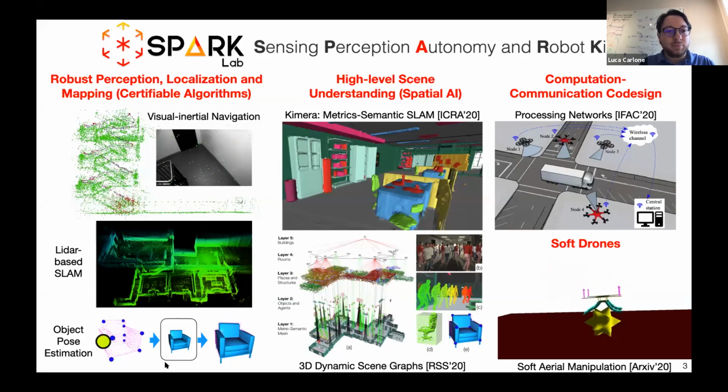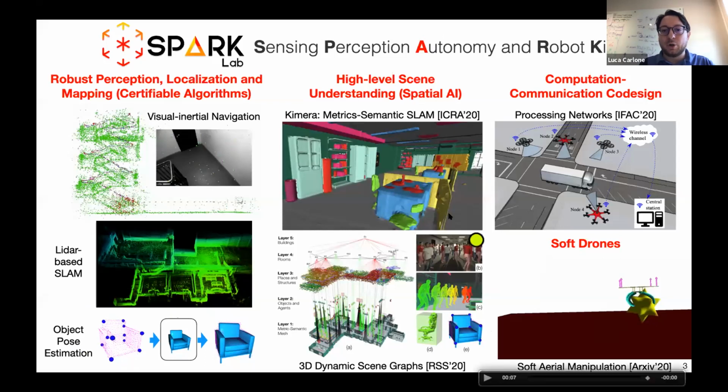Okay, so we're working a lot on robust perception, localization, and mapping, and this idea of certifiable algorithms. We are going to hear a lot about these today in this tutorial. We are also concerned about problems which are a little bit away from the topic of this tutorial, including high-level scene understanding and metric semantic reconstruction, and other topics which are even away from perception, including processing networks and drone manipulation.